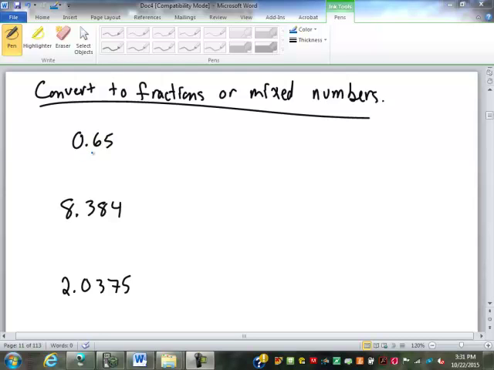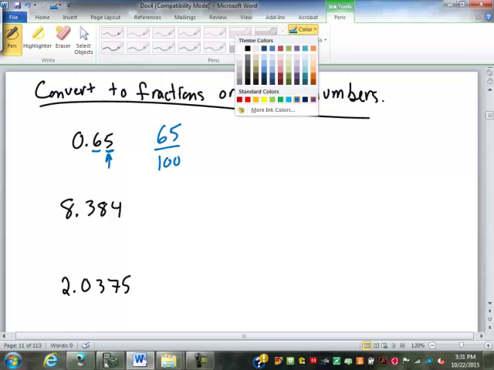So the first one here, from a decimal going into the fraction, what's that going to become? 65 over 100. Good, because it is tenths and hundredths, and it's that place value of the last digit that gives us the denominator of our fraction. Of course, we're not going to leave it like that. What can we do with it?